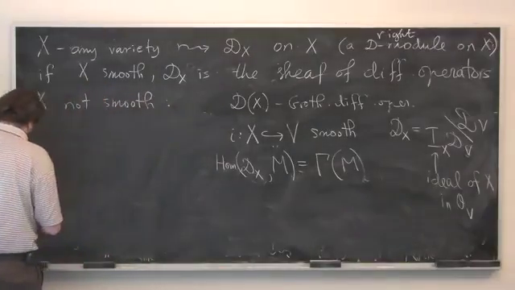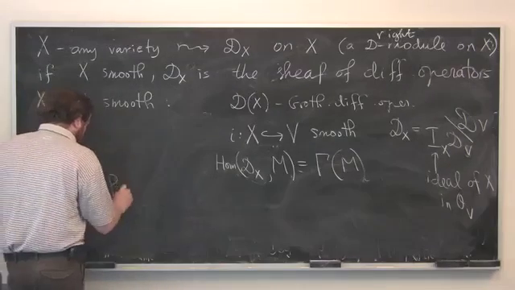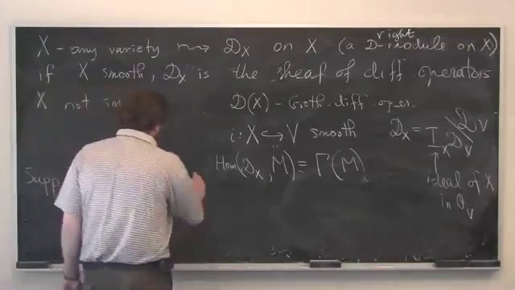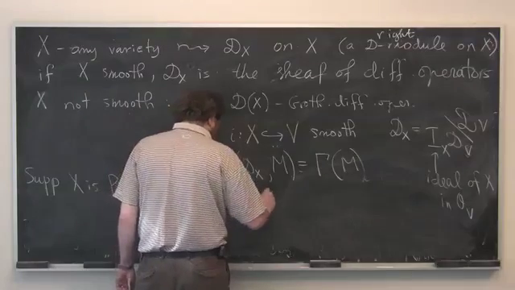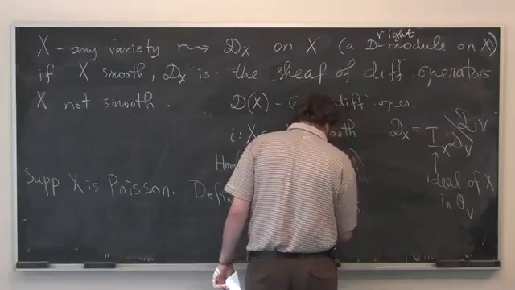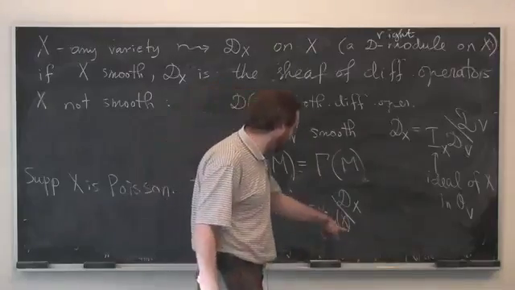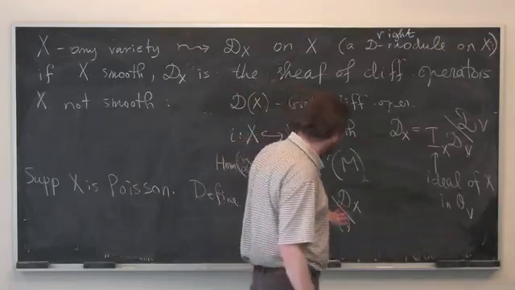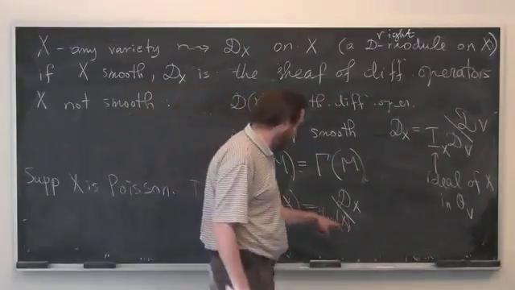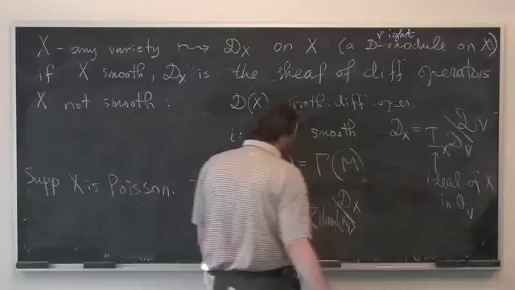And then I define, so suppose now that X is Poisson. Then I will define M(X). So this is going to be D_X quotient by Ham(X), where this means Hamiltonian vector fields on X. So what does that mean? This means that I mod out by the right ideal generated by the Hamiltonian vector fields. Maybe I should put it in angle brackets like that.